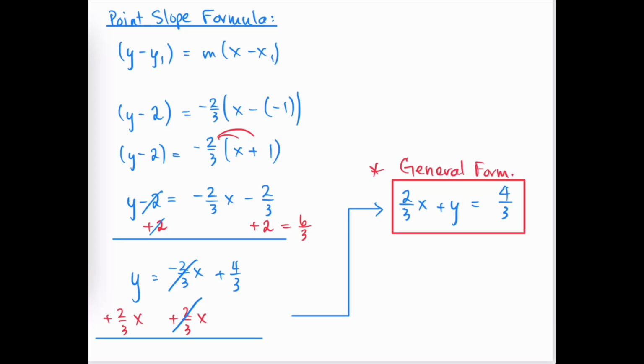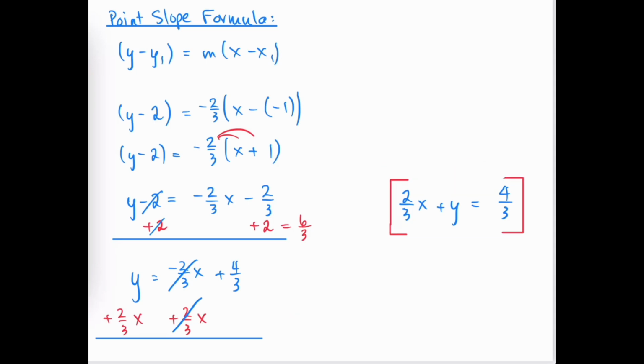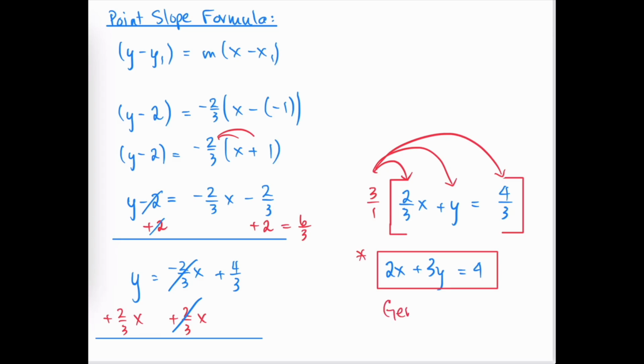Some textbooks require integer coefficients for general form, so if that's the definition from your text, you could multiply both sides by 3/1 here. 3/1 times our first term, the 3's cancel out and we're left with just 2x. 3/1 times the second term, we have 3 times y, which is 3y. And 3/1 times the constant over here on the other side, the 3's cancel again and we're just going to have 4. So this would be the equation in general form, where all the coefficients are integers.